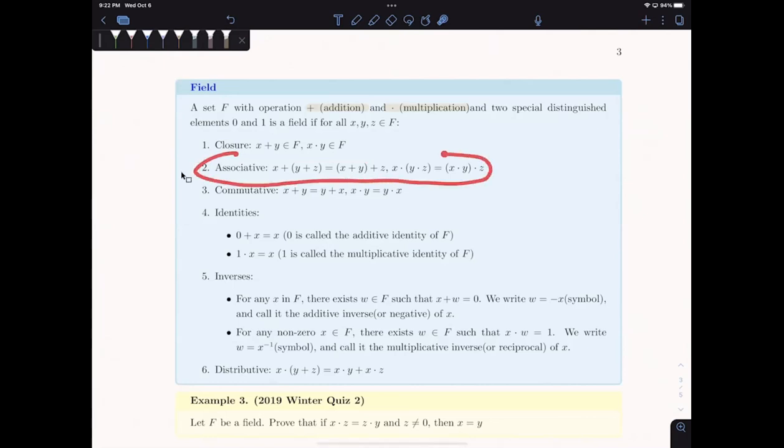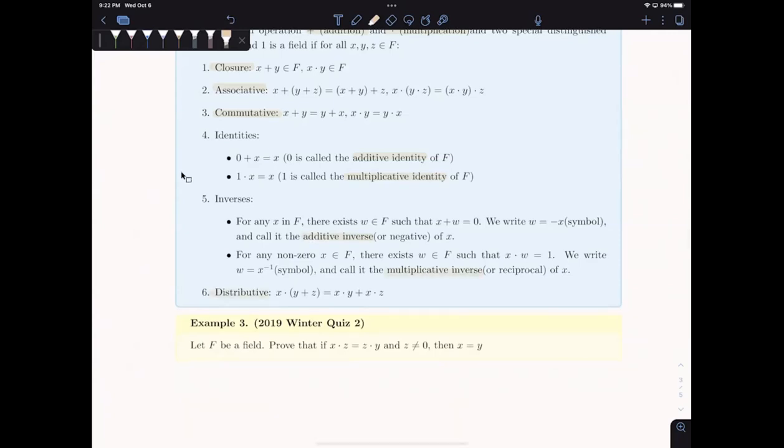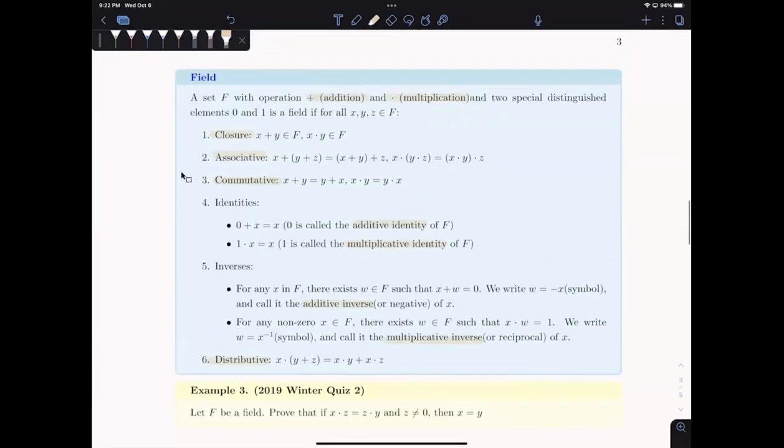Associative should be simple enough. Make sure you know the names, by the way, because when you do field questions, you need to refer to the field axioms you are using. So all the names, you definitely should know them: closure, associative, commutative, additive identity, multiplicative identity, inverse. So we have additive inverse, multiplicative inverse, and distributive. Whenever you use them, you need to reference them.